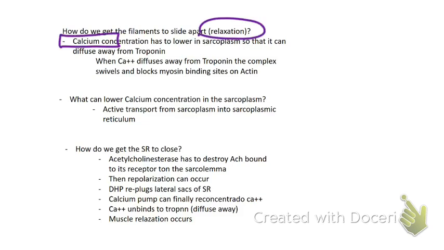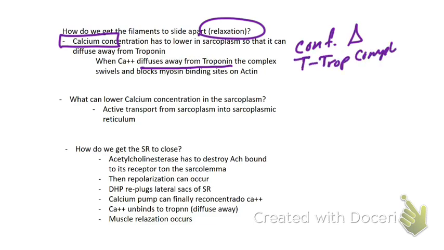Right, we've got calcium concentration. When it diffuses away from troponin, then it won't be bound. Then we're going to get the conformational change in our troponin tropomyosin complex. That's going to recover the binding sites.